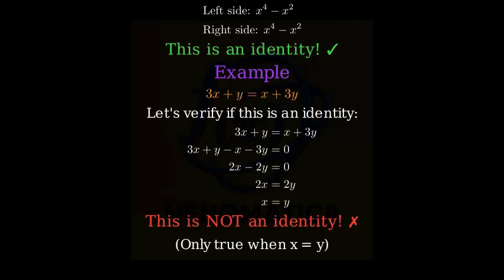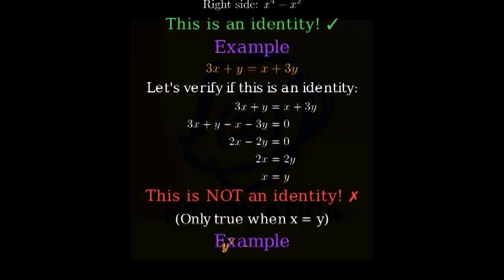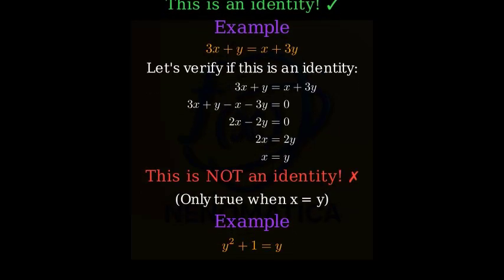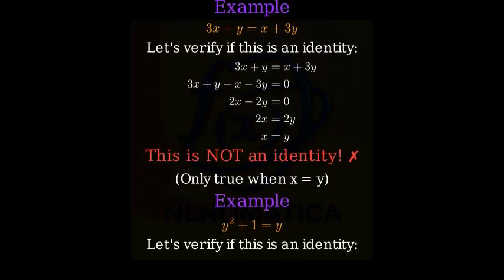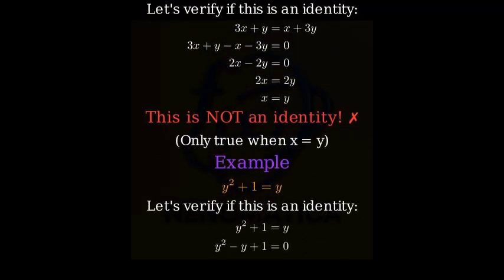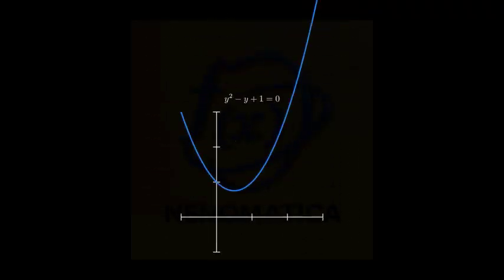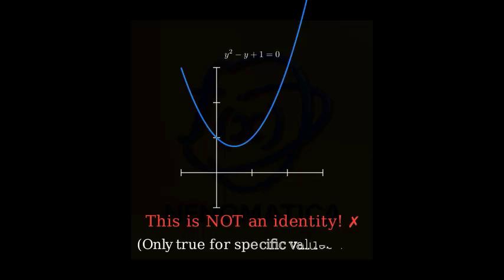Let's examine our third example, the equation y squared plus 1 equals y. Let's rearrange this equation to standard form. We move all terms to one side. y squared minus y plus 1 equals 0. This is a quadratic equation. For it to be an identity, it would need to be true for all values of y. However, this quadratic equation only has specific solutions where y satisfies the equation. Therefore, this is not an identity.